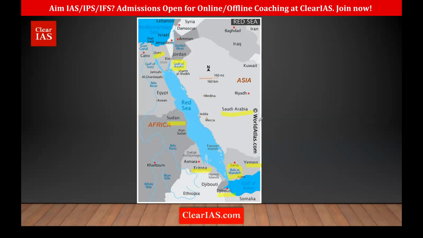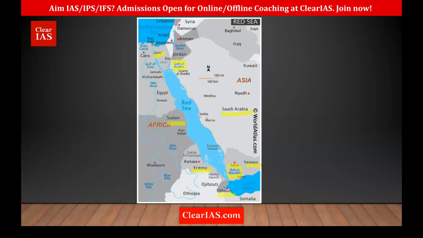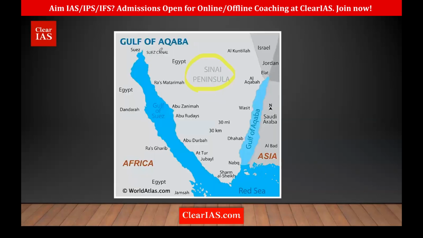Now we'll see the Gulf of Aqaba and the Sinai Peninsula. This is the Sinai Peninsula. I'll show you. This is part of Egypt. So on one side we have the Gulf of Aqaba. This is the Suez Canal. This is what? The Sinai Peninsula. So we'll see the Sinai Peninsula.